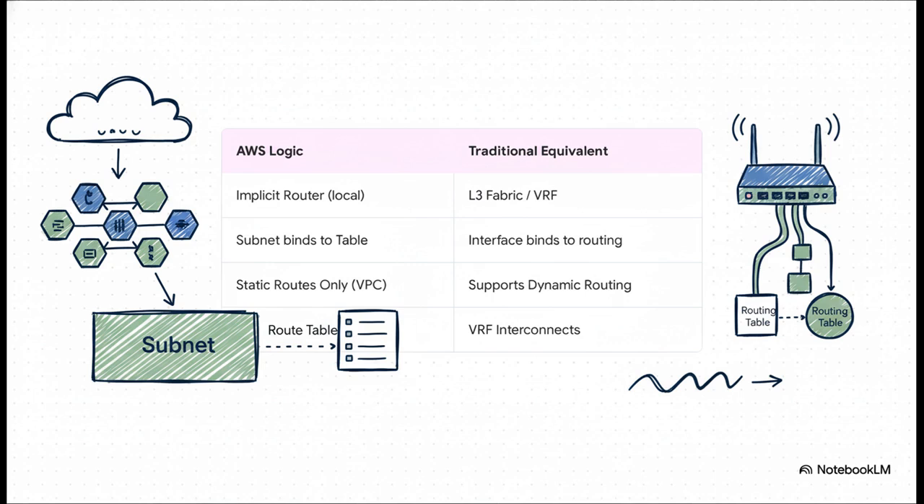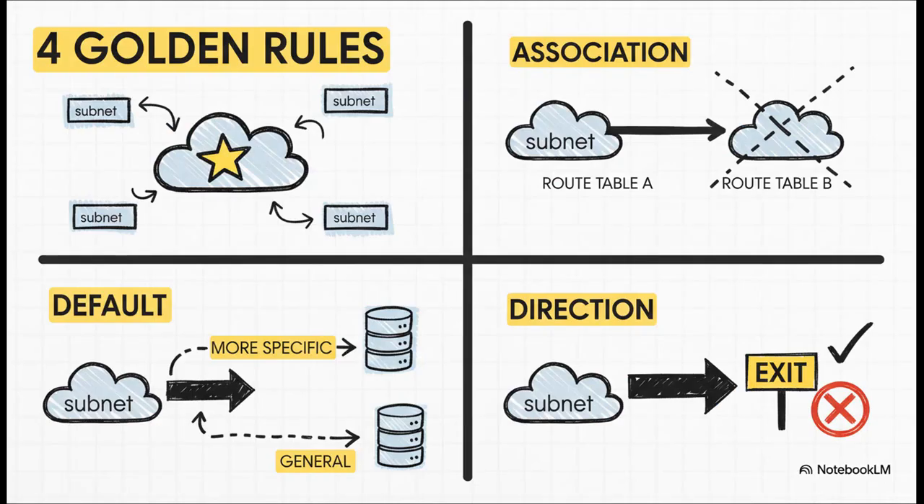And here's the kicker. We don't bind route tables to individual interfaces. Nope, we bind them to entire subnets. It's a really fundamental shift in how you have to think about routing. To really get route tables, you just need to internalize these 4 golden rules.